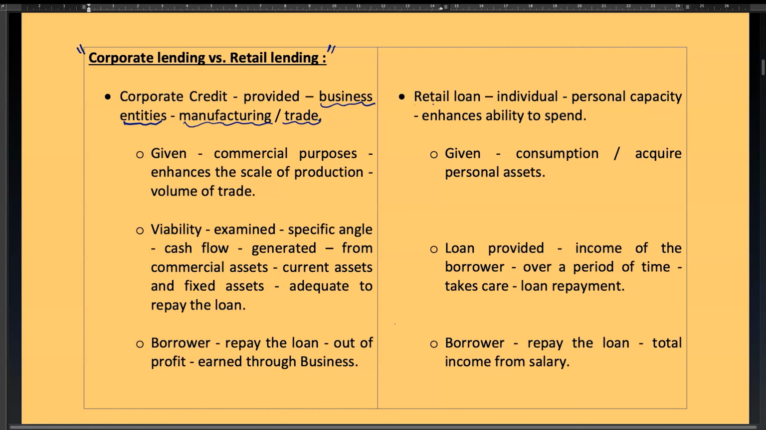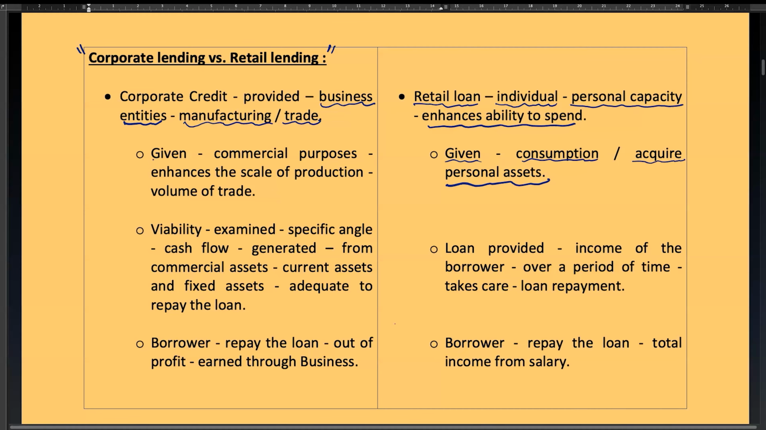Whereas retail loans are basically given to individuals in their personal capacity. This will basically enhance their ability to spend. So they'll take loans for their personal purposes, for consumption purposes, or for acquiring assets. So if you look at it, it is given for consumption purposes or for acquiring personal assets.